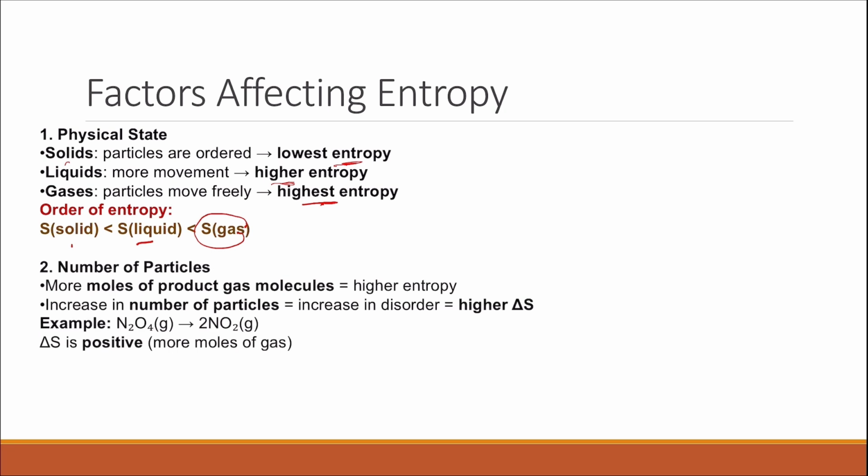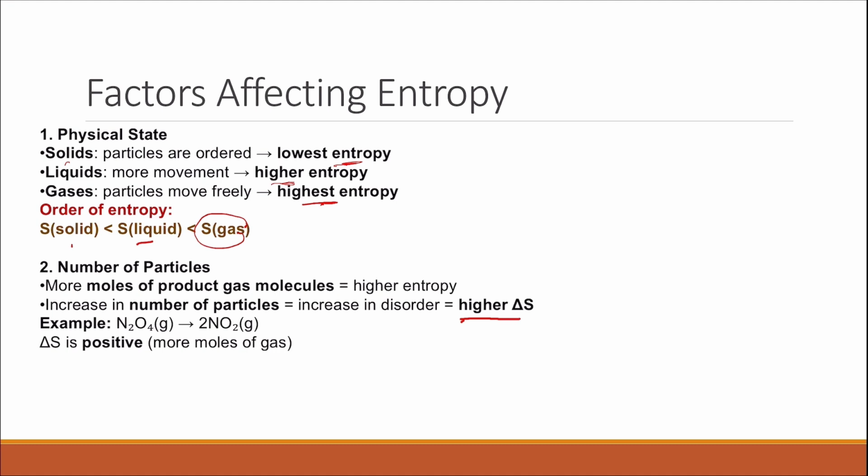The second thing is the number of particles. An increase in the number of particles, or more moles of the product of the gas molecules, means that there will be higher entropy, not just for gaseous molecules, but also for the liquids. So if you have more liquid molecules or more moles, then you're going to have higher entropy. The increase in the number of particles will increase the disorder and will give a higher delta S, or entropy change.